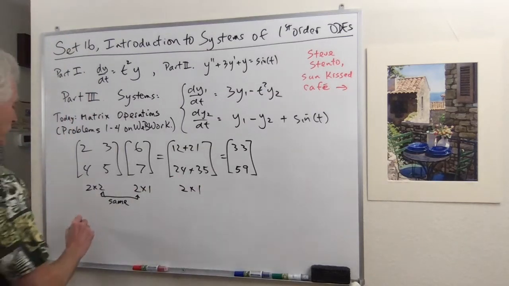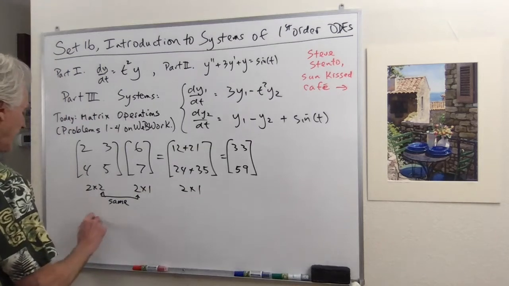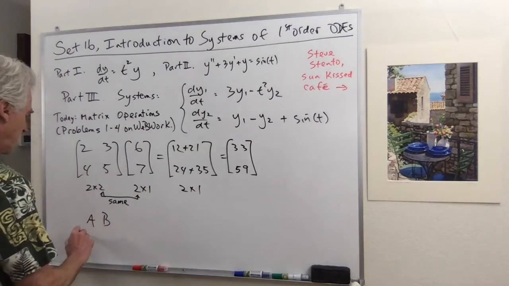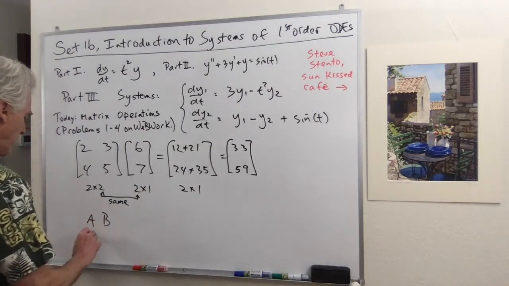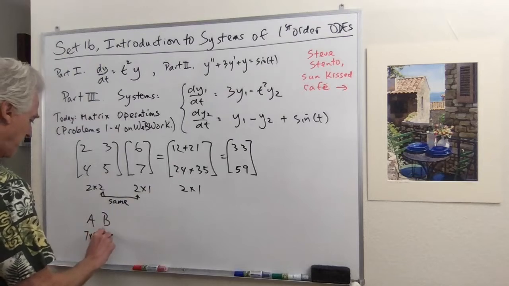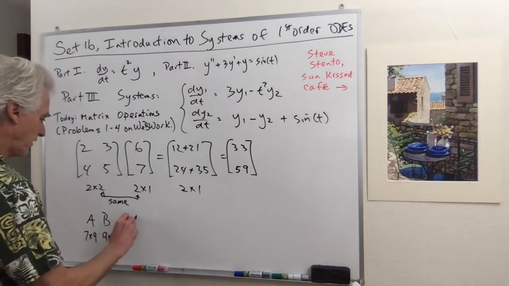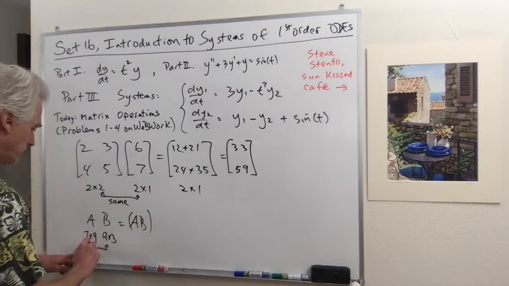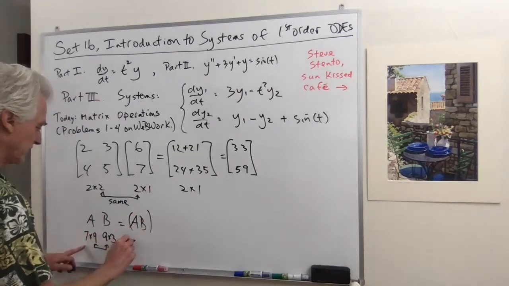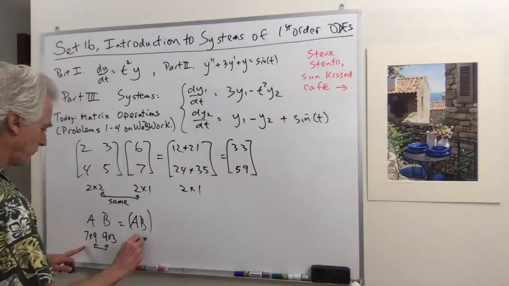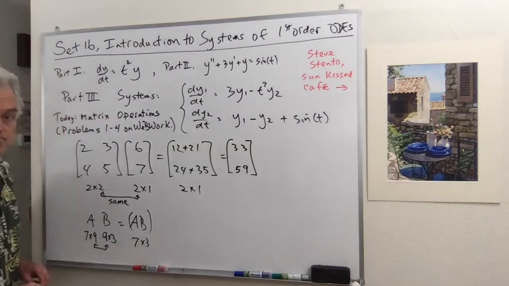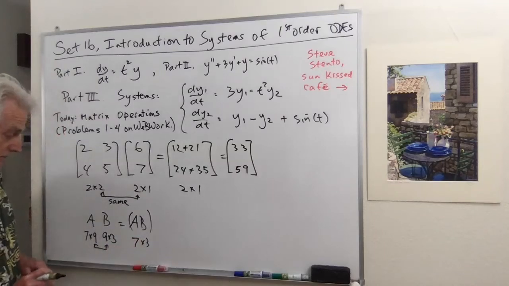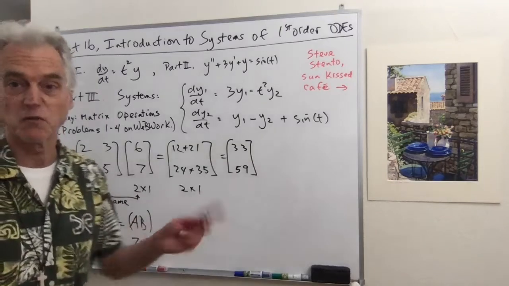Just as an example, if I had, say, A, B, if A was a 7 by 9 matrix, and B was a 9 by 3 matrix, the inner numbers are equal. So the result AB is a 7 by 3 matrix. Okay? That's really important for some of the web work problems.